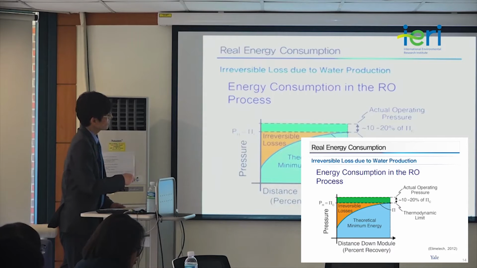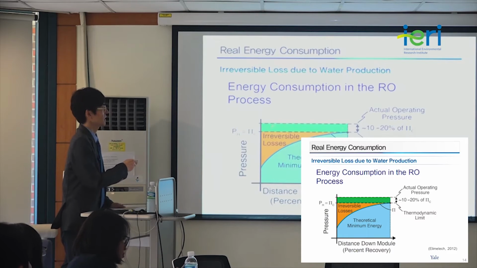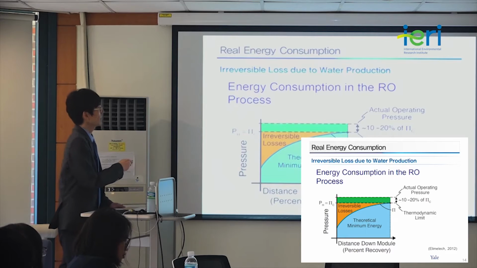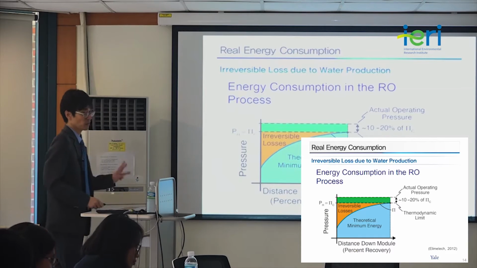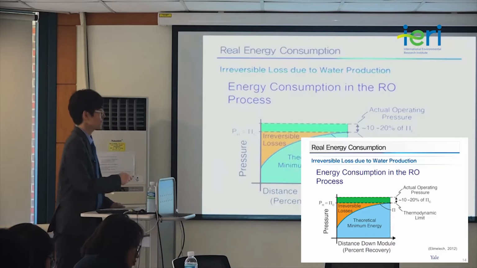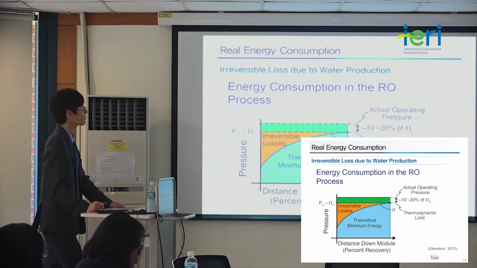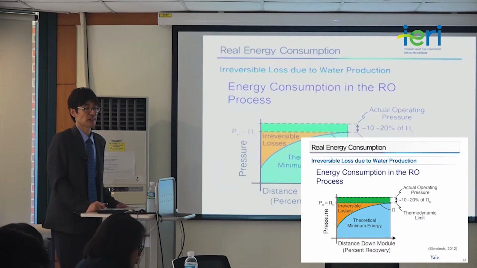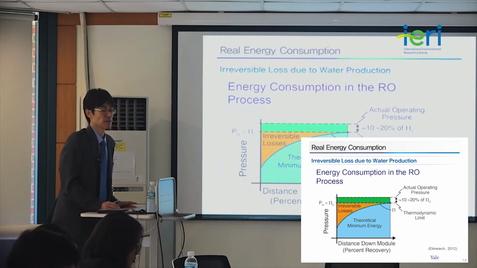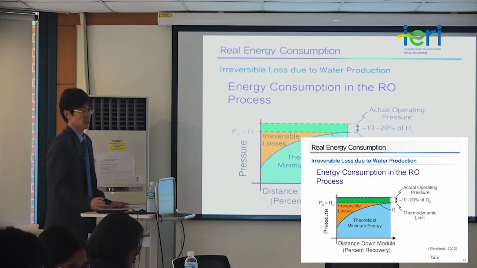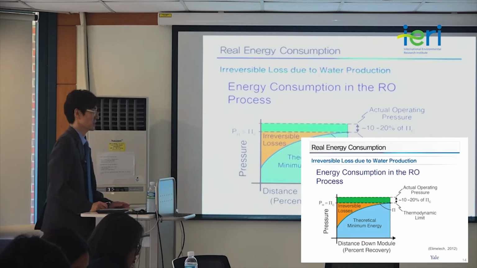Again, this is the minimum energy given by thermodynamics, and this is the irreversible loss, and this green area is the practical loss. The actual energy consumption in the system is this rectangular area, which has three parts: the thermodynamic energy consumption, the irreversible energy consumption, and the practical energy consumption. So this is how we can understand the energy consumption in a simple reverse osmosis system.